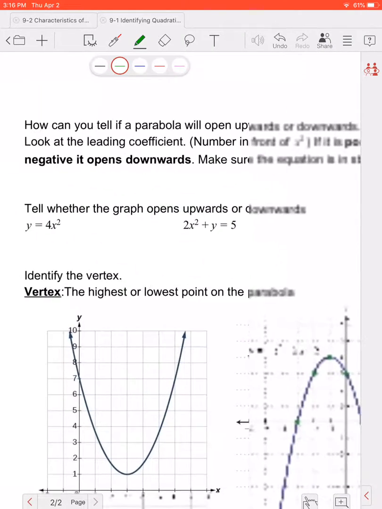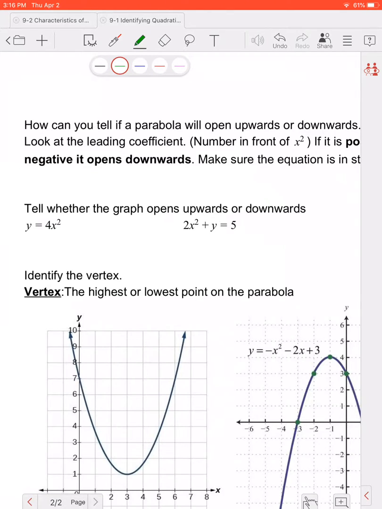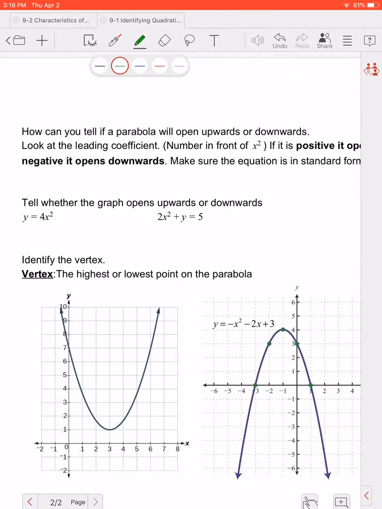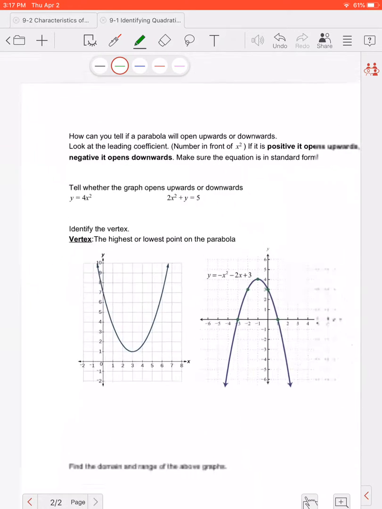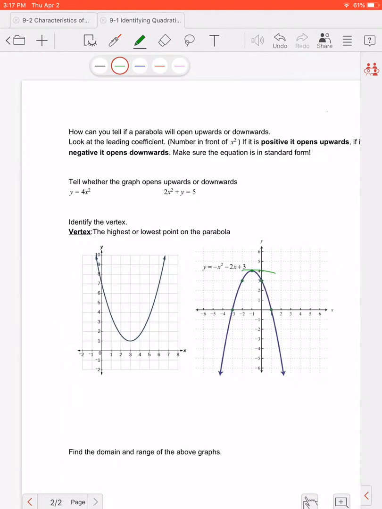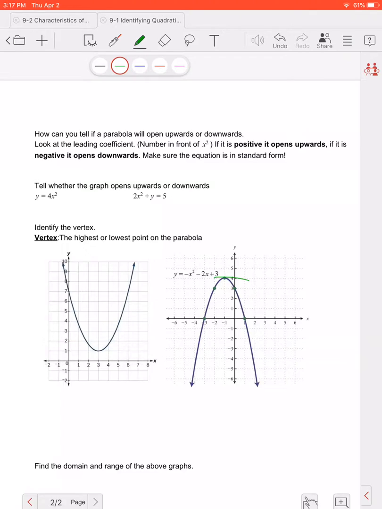Now, upwards or downwards, how can you tell if a parabola will open upwards or downwards, okay? So we're looking at the leading coefficient, and since quadratics, the highest exponent is 2, basically that means it's the number in front of x squared. If it's positive, it's going to open upwards. So if you're smiling and happy, you have a smile on your face, it's opening upwards, right? If you're unhappy, you're frowning, that's opening downwards. So if you have a negative attitude, you're opening downwards, okay?